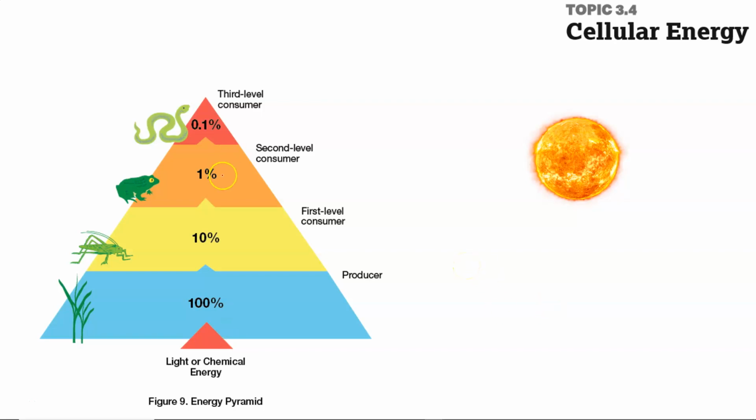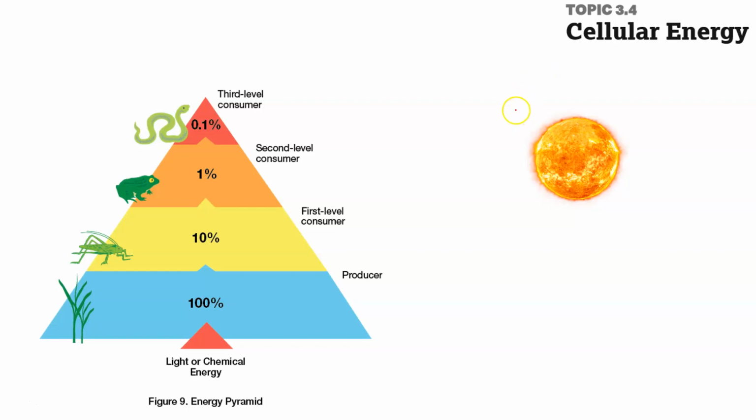Okay, so on to topic 3.4. You should see this very simplistic diagram. We've seen this in the past when we were dealing with ecology. This is an energy pyramid. We're going to be talking about cellular energy, but I think it's helpful to talk about energy as a whole.